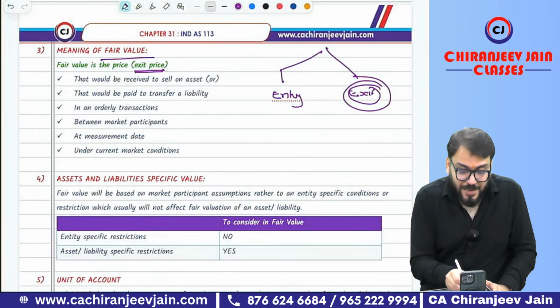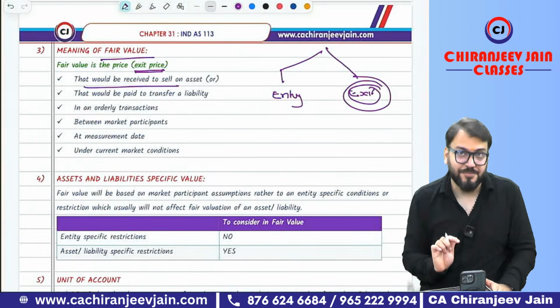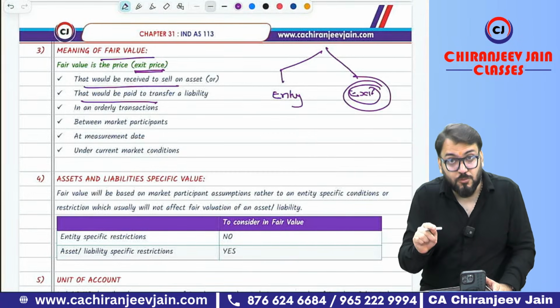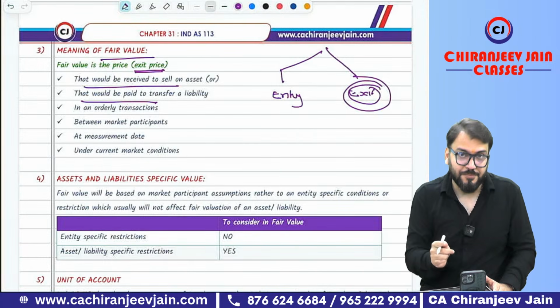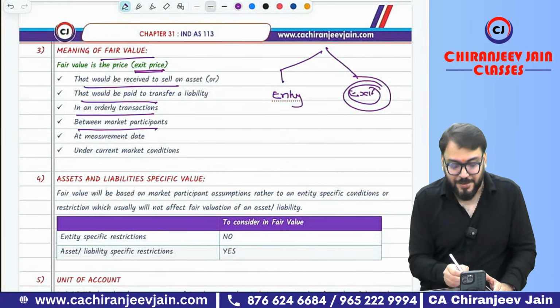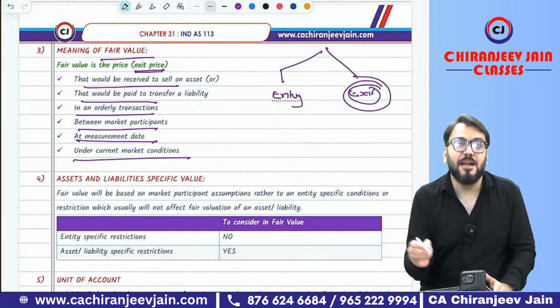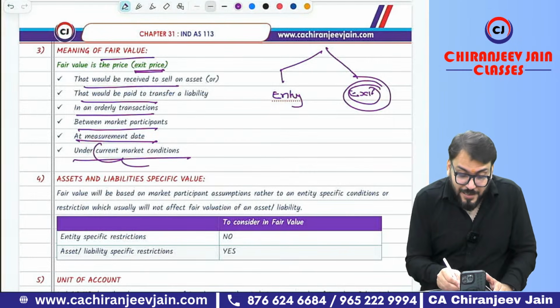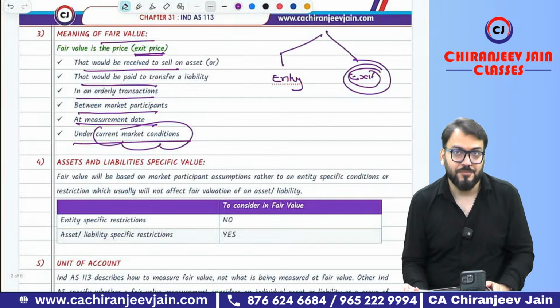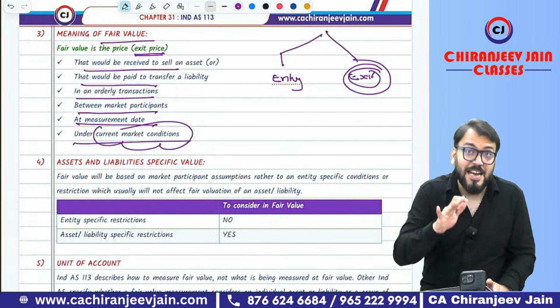So it is an exit price that would be received to sell an asset, or that would be paid to transfer a liability in an orderly transaction between market participants at the measurement date under current market conditions. Under current market conditions means fair value is totally based on market condition. It is not based on the entity's condition.